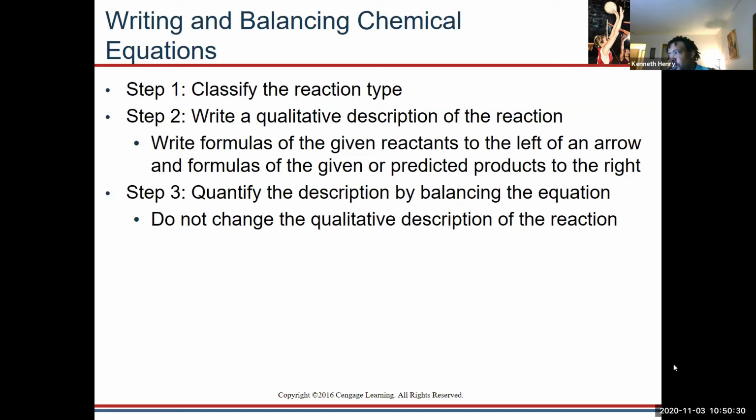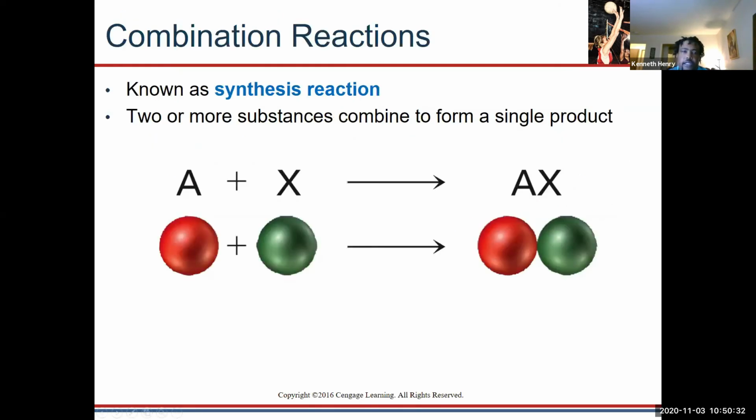So first off, let's talk about classifications. A combination reaction is also known as a synthesis reaction. That's basically when you bring 2 or more substances together to form 1 single product. So A plus X yields AX. Simple.